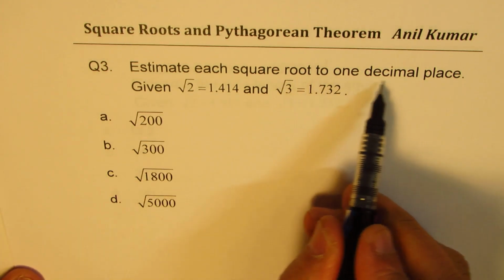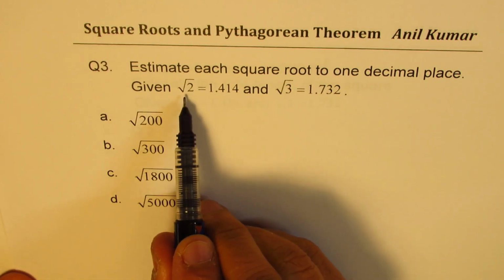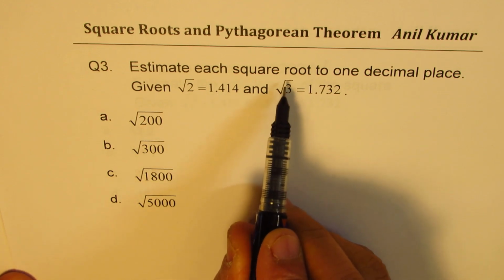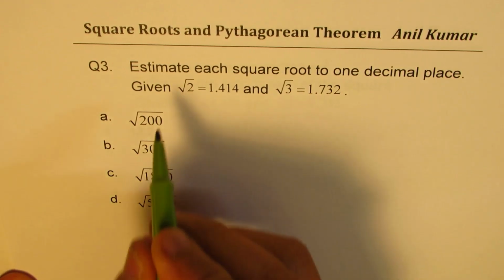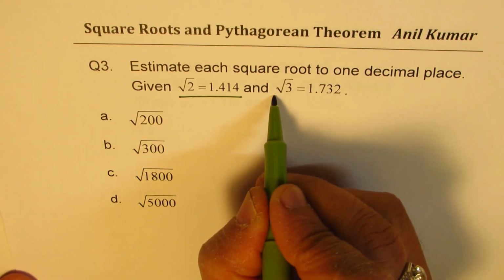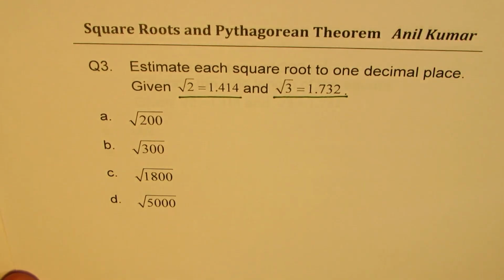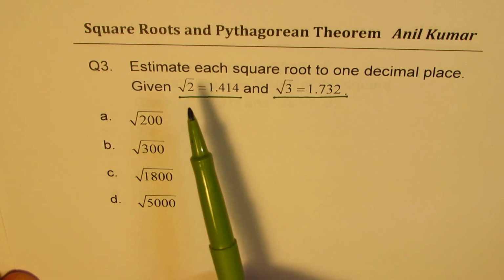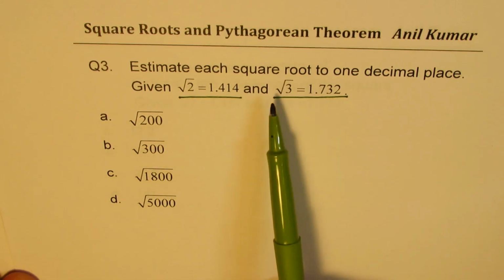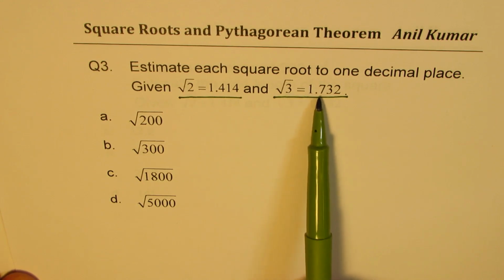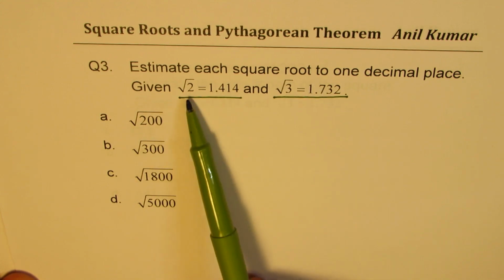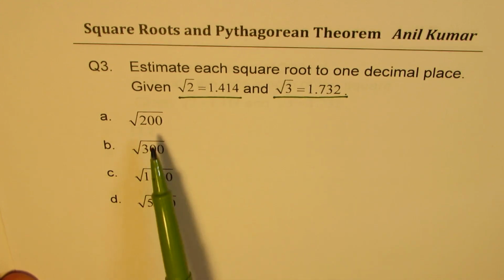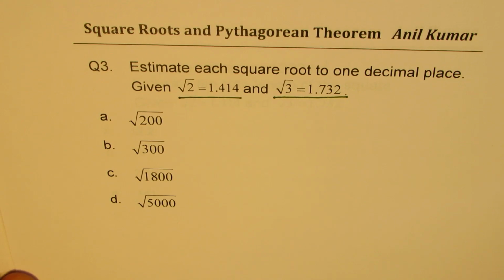Estimate each square root to one decimal place given square root 2 is 1.414 and square root 3 is 1.732. Now here we are given the value of square root 2 and square root 3. These are very important values and therefore I have included them in my questions. You should remember that square root 2 is 1.414 and square root 3 is 1.732. Or at least square root 3 is 1.7 and square root 2 is 1.4. Perfect. Now let us see how to find square root of these numbers.